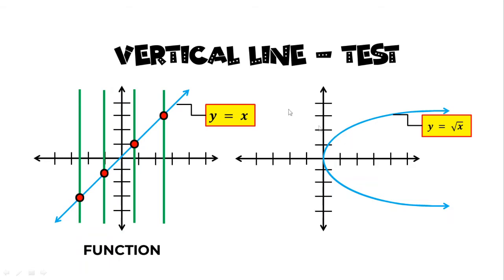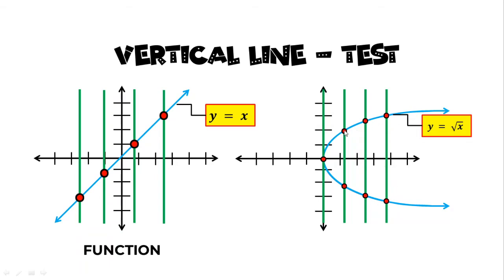Okay, so gagawin natin is we have to draw a vertical line. Ayan, nagdraw tayo ng vertical line. Nag-intersect naman siya sa isang point. Next is another vertical line. Dito naman ay nag-intersect siya sa dalawang points. Same as this vertical line, dalawang point din. And this one.